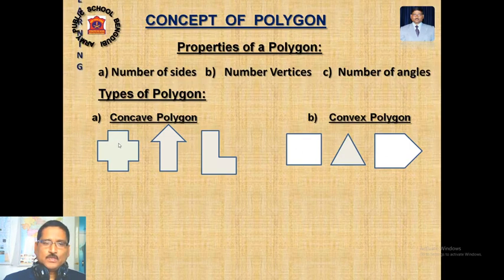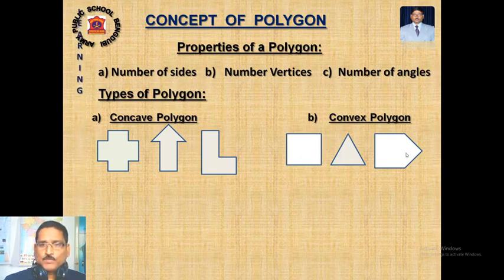Why are these concave polygons? Because they are made by line segments, as a polygon must be. But you see some of the interior angles, these interior angles, are greater than 180 degrees. If any polygon has an interior angle greater than 180 degrees, then it will not be a convex polygon. Similarly, this arrow sign also has a part with more than 180 degrees. Here in the L shape, this angle is more than 180 degrees, so it will not be convex, it will be concave. So the plus sign, arrow sign and L sign are only concave polygons, not convex polygons.